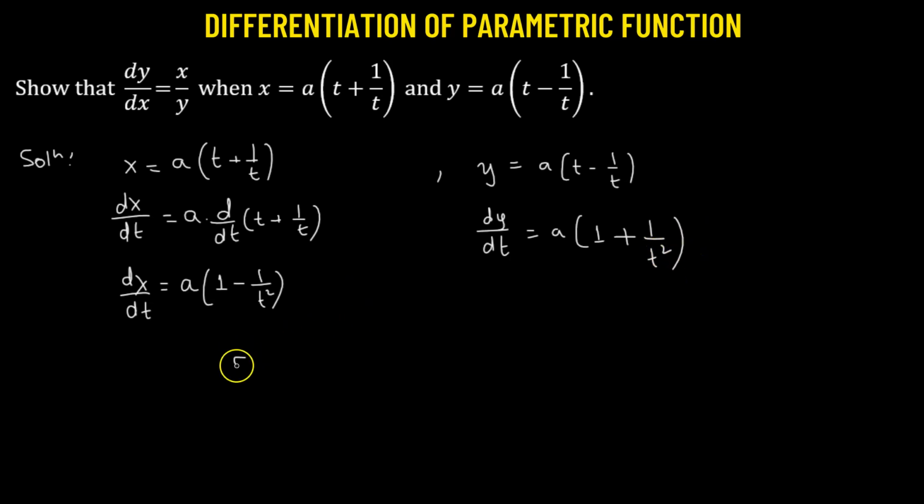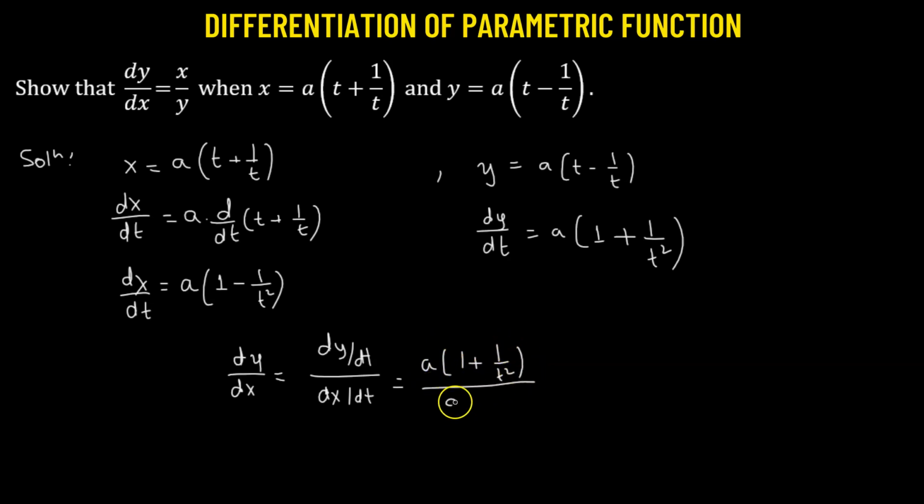Fine. Then we'll find the derivative of y with respect to x. All we have to do is take the derivative of y with respect to t and divide it by the derivative of x with respect to t. So this will be equal to a multiplied by 1 plus 1 over t squared, divided by a multiplied by 1 minus 1 over t squared. Here a and a get cancelled. We're going to multiply both numerator and denominator by t. So we get t squared plus 1 divided by t squared minus 1.